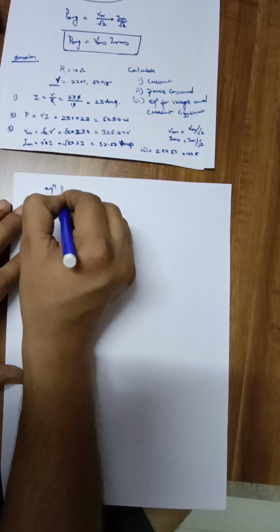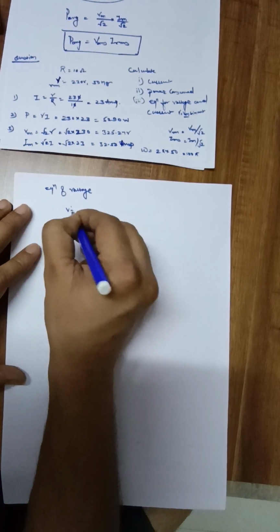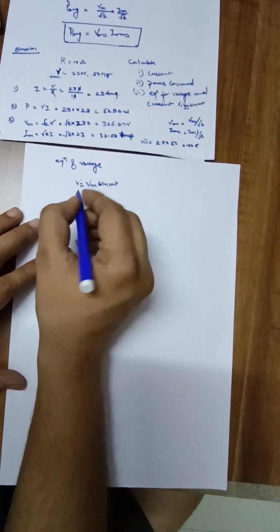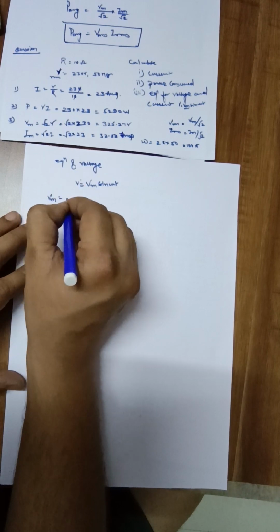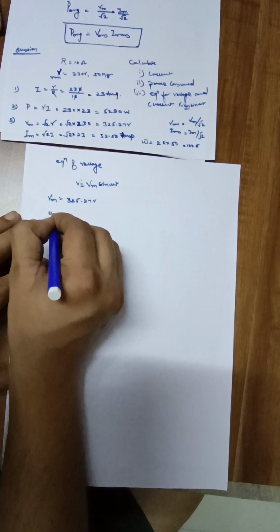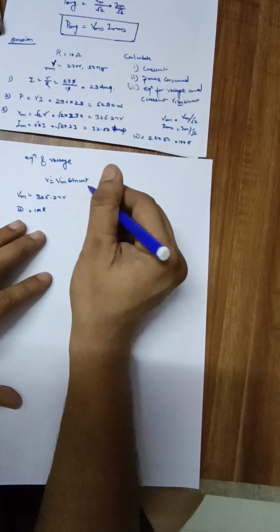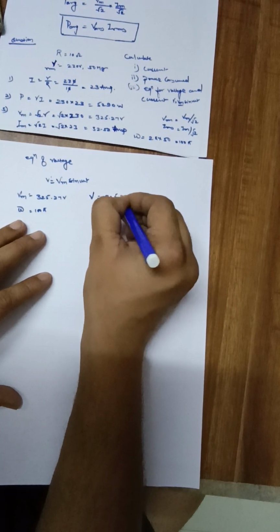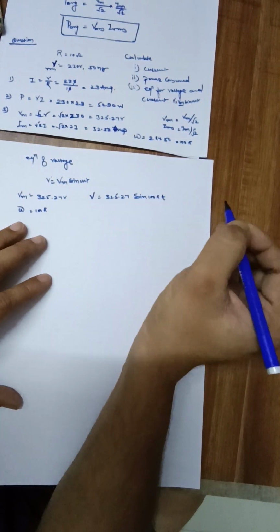So the equation of voltage: V equal to Vm sine omega t. So basically, what is Vm? Vm equal to, we have found, 325.27 volt. What is omega? Omega is equal to 100 pi. Put these two values in the equation. So V will be equal to 325.27 sine 100 pi t.